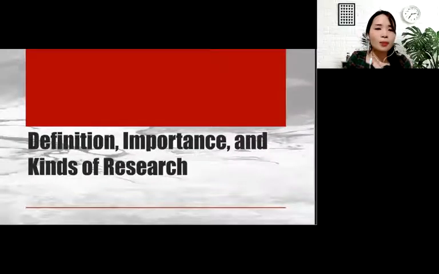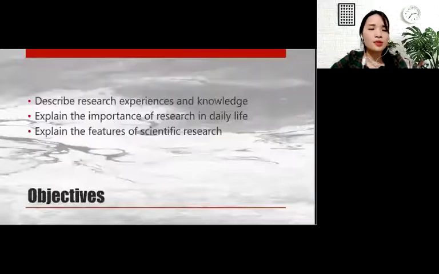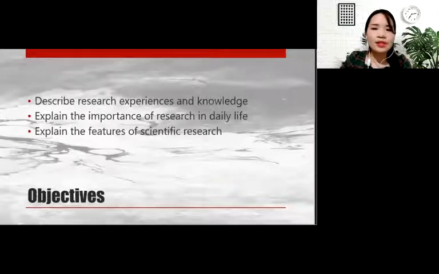Definition, importance, and kinds of research. So these are the following objectives. Describe research experiences and knowledge. Explain the importance of research in daily life. Explain the features of scientific research.